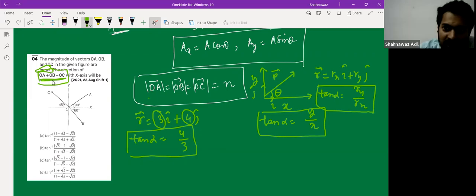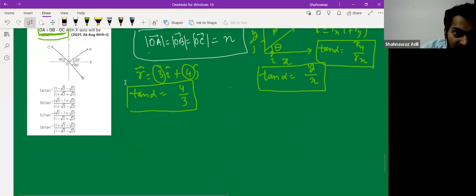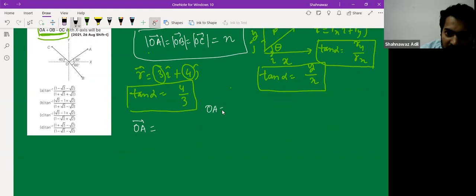So let's try to solve this question together. So first we'll try to calculate OA. OA, and what is given for OA? OA's magnitude is n, and theta is what? Theta is 30. So Alia, what will be the x component of OA?